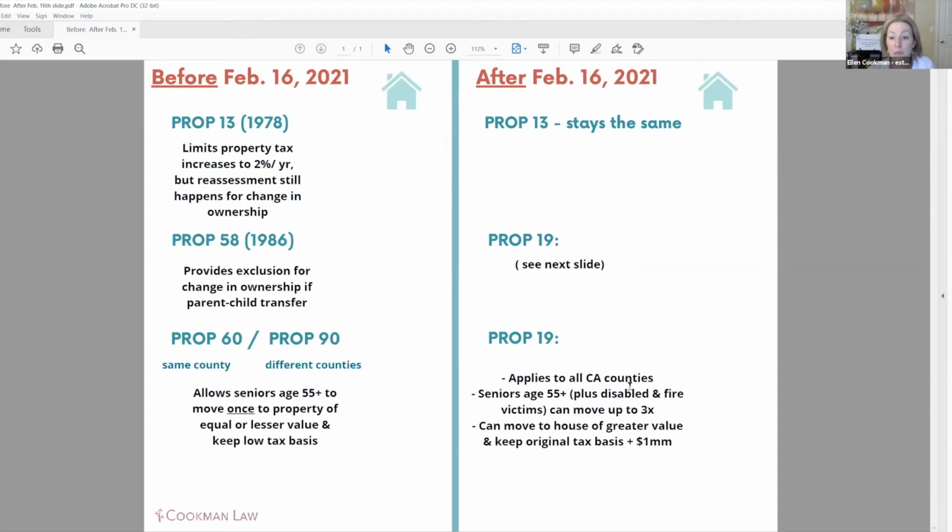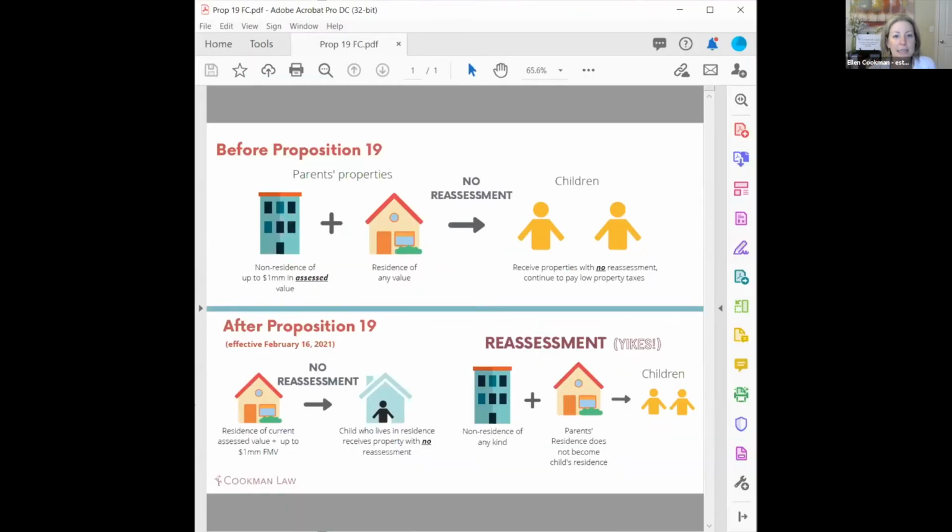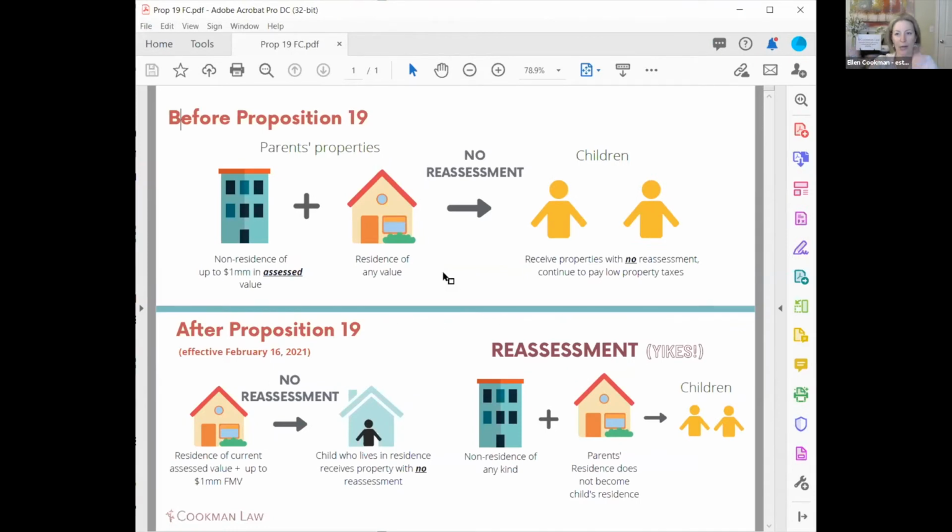And it can be up to 3 times, okay, for seniors and also for disabled people and for victims of the fires last year, all right? So we still consider it Prop 60 and Prop 90, but it's a more expansive view of seniors being able to make moves. Okay, so now I'd like to cover, well, what happened to Prop 58? Because that was really something that was snuck in there that very few people actually knew about and very many people are upset about. So imagine that this is the little Prop 58 square on the right side of after February 16th, 2021, that middle part. Okay, I kind of expanded it to show what happens.